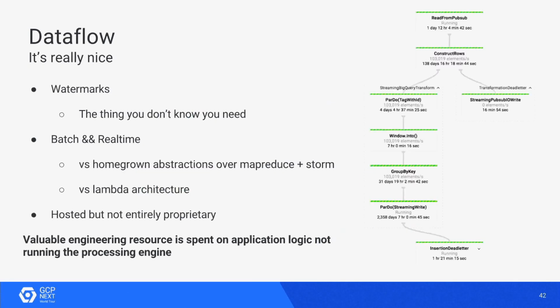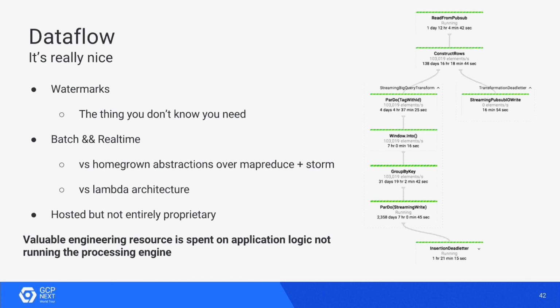So why is it really nice? This is a screenshot of one of our flows. I took this last night. We're reading some data off some PubSub. You can see we're doing about 100,000 messages a second coming in. And then we're doing some work on it. So in this case, we're tagging the data with some information. We're windowing it by a tag. We're grouping it, and then we're streaming it out to BigQuery in this case. This is just one of the many, many flows we're running in our infrastructure.